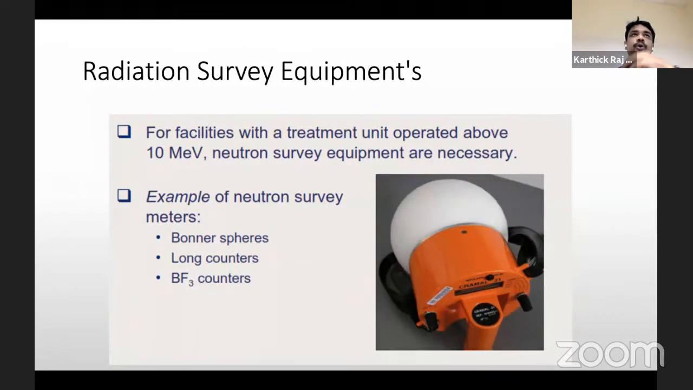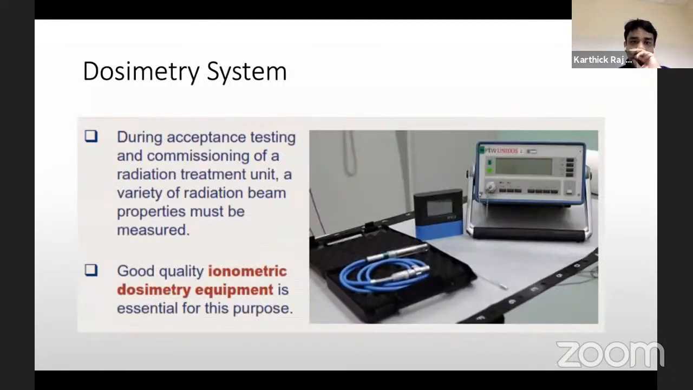But still, you need to know, when you have an energy of more than 10 MeV photons in any linear accelerator, a neutron survey has to be done and has to be reported to the regulatory body.